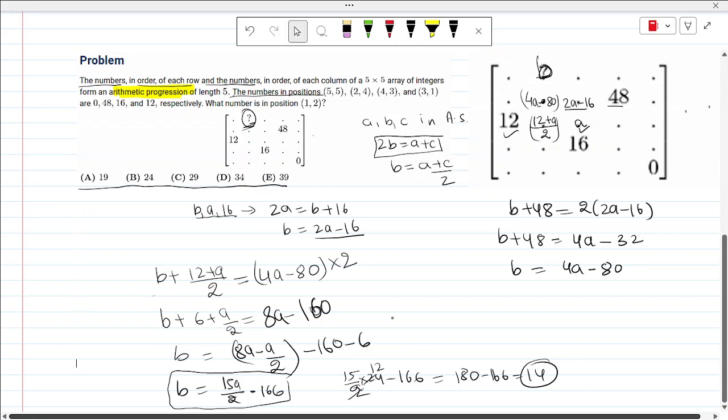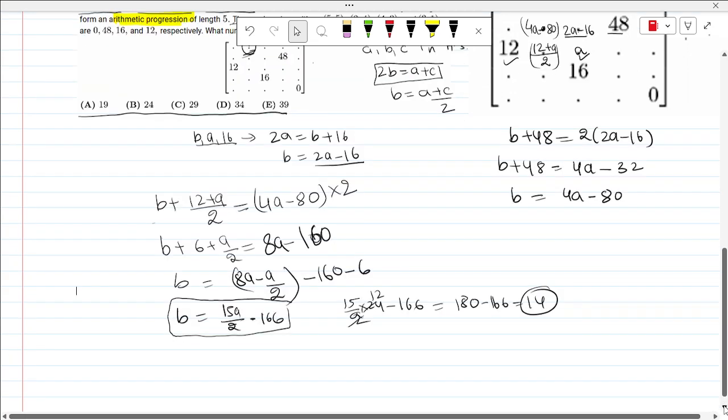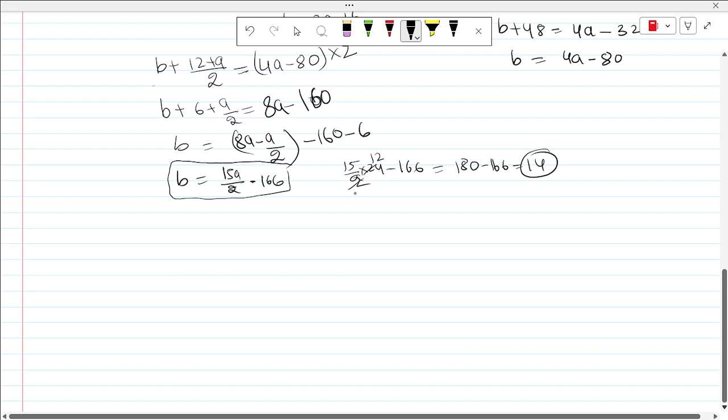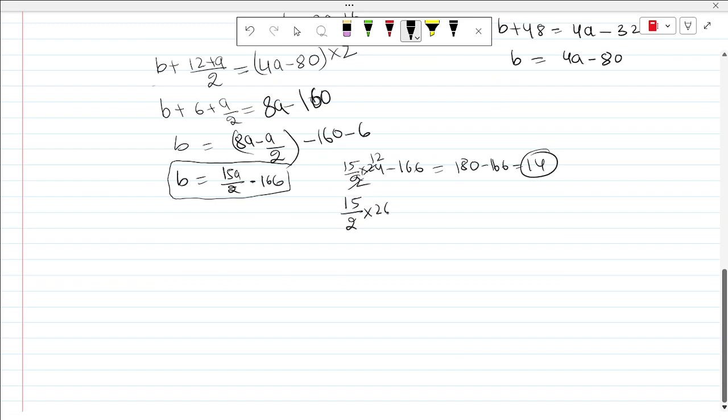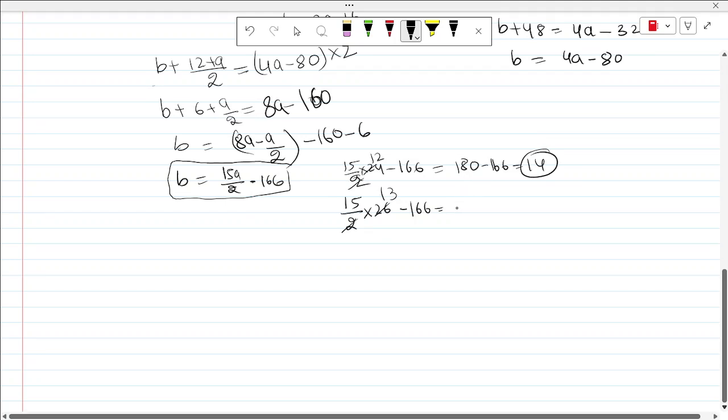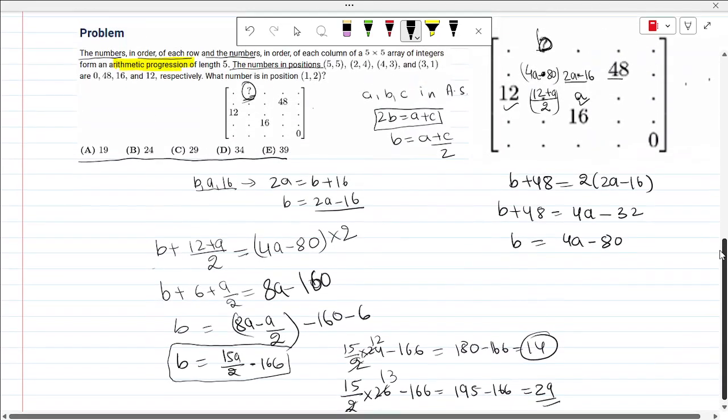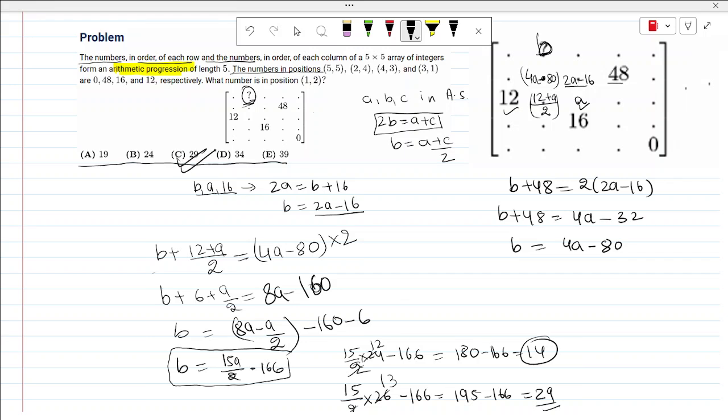So after 24, the next number we can try is 26. If we substitute a as 26 and calculate, it becomes 13 times 15, so it becomes 195 minus 166. Now if you subtract, it becomes 29, and 29 is in the options. So 29 could be the answer.